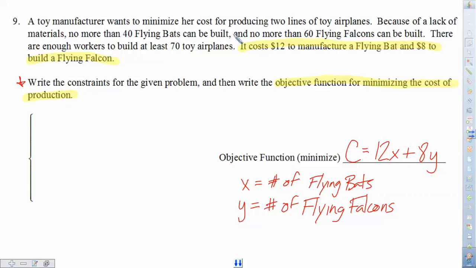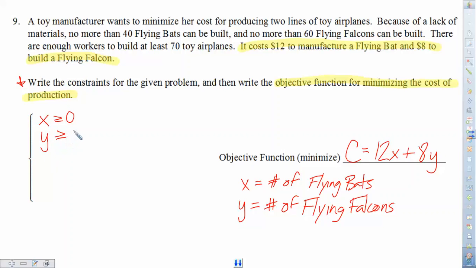Let's go back up here and take apart the constraints. Because of lack of materials, no more than 40 flying bats can be built. No more than 60 flying falcons can be built. A couple of things to keep in mind. Number one, realize that you have this limitation, and they usually don't ever state this, that you have to have a positive number. You've heard me talk about this before in class. So one thing that must always be true is that your number of bats, or whatever it is that you're producing, your variables have to be positive.